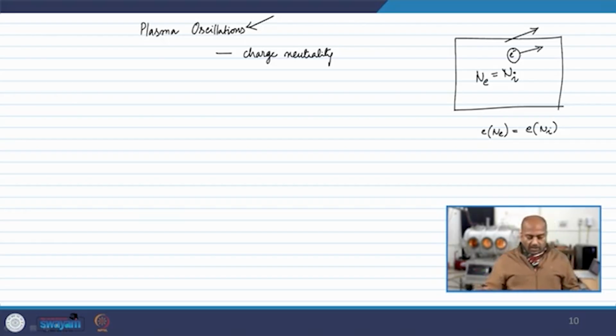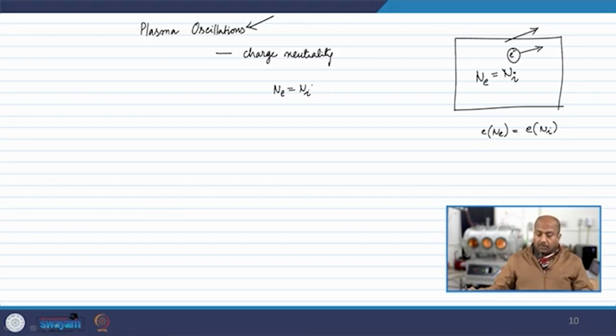Okay. So consider a steady state plasma. What is steady state? When things are not changing with respect to time, we call that particular state the steady state. In it, the total number of electrons is equal to the number of ions, so they are neutralized by an equal number of ions.